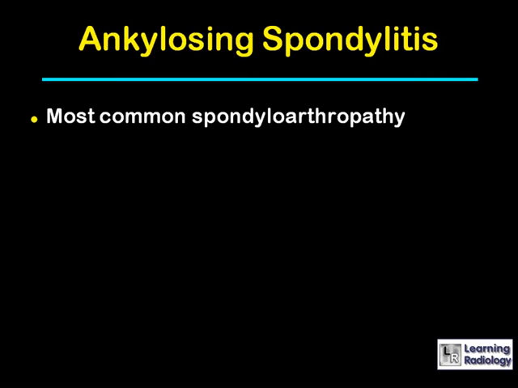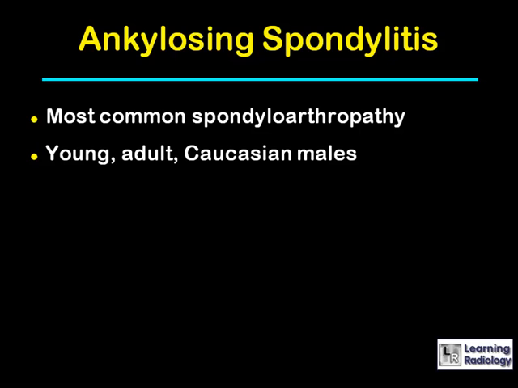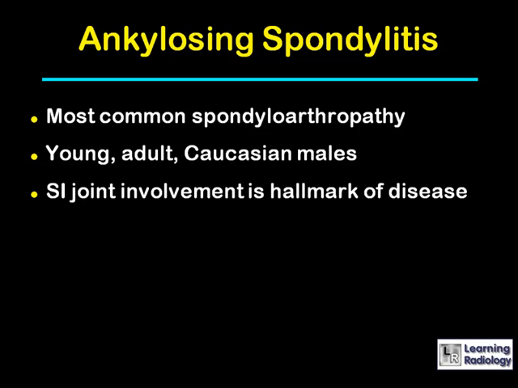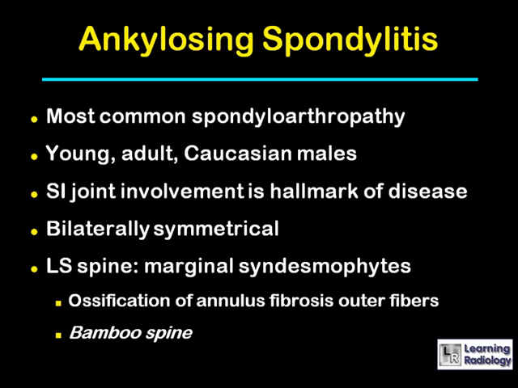Ankylosing Spondylitis is the most common spondyloarthropathy. It usually occurs in young, adult, Caucasian males. The sacroiliac joints are invariably involved and are the hallmark of the disease. The fusion is usually bilaterally symmetrical. And in the lumbar spine, we see marginal syndesmophytes, ossification of the outer fibers of the annulus fibrosus, producing the so-called bamboo spine.